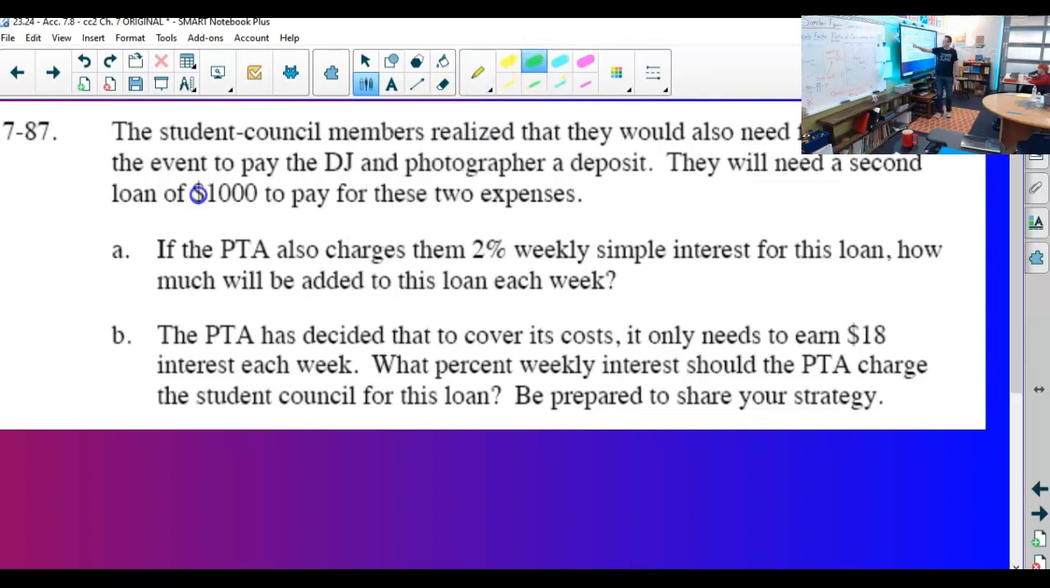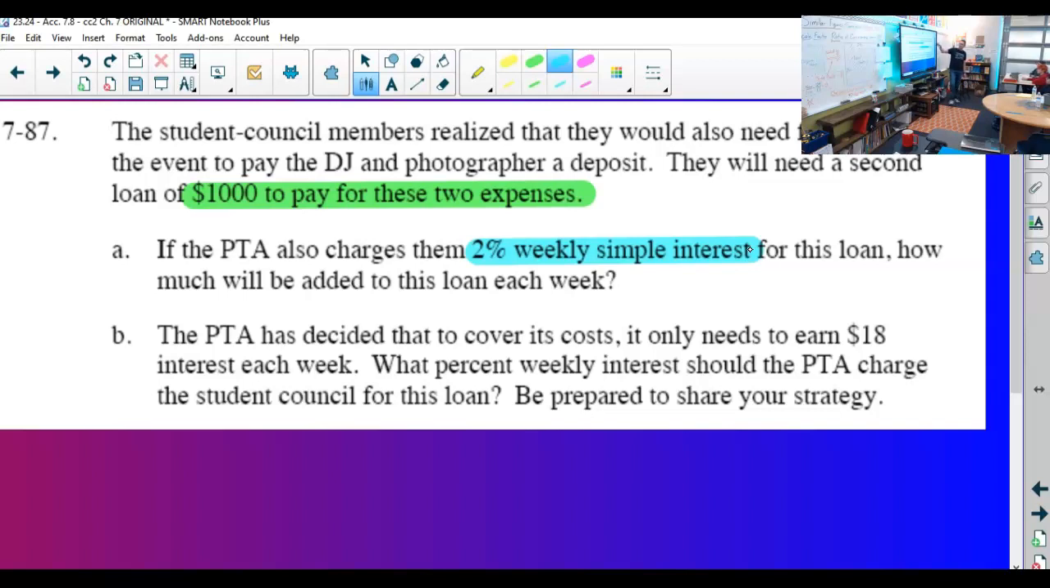Okay. All right, $1,000 to pay for the DJ and the photographer. Dude, photographers are expensive, and actual DJs are expensive. No, I'm not an actual DJ. My parents' wedding, actually, that's a lie. I had DJ weddings, so I guess technically I can.